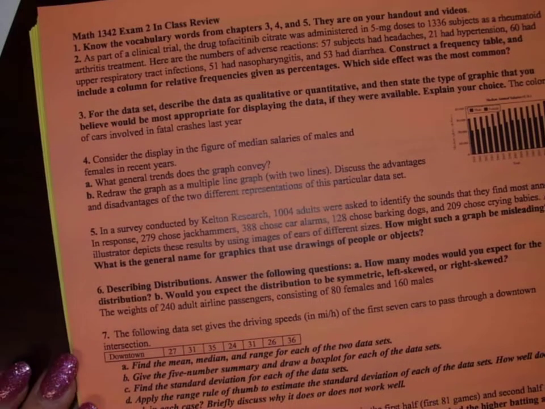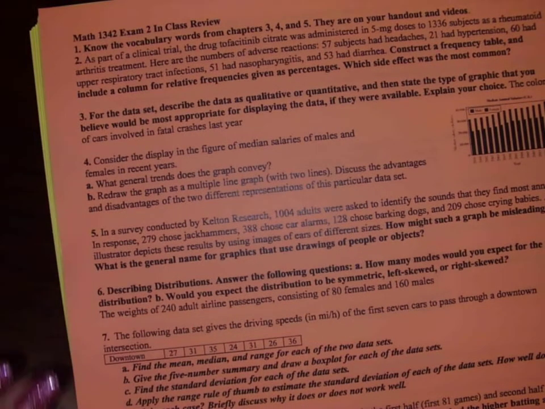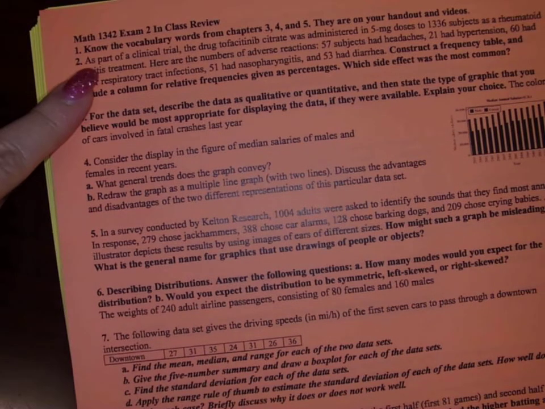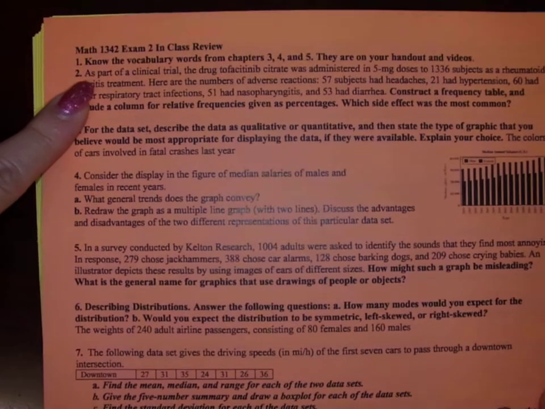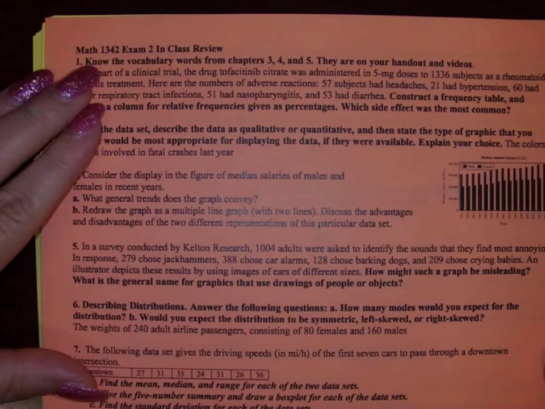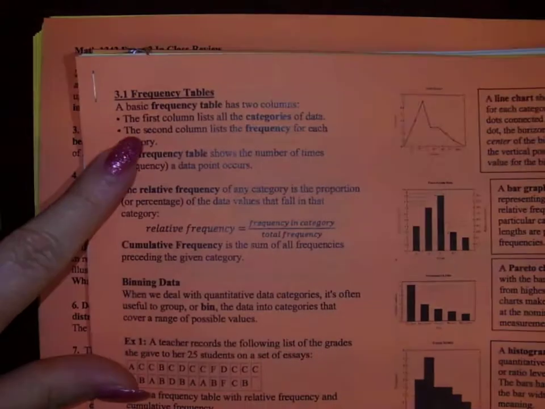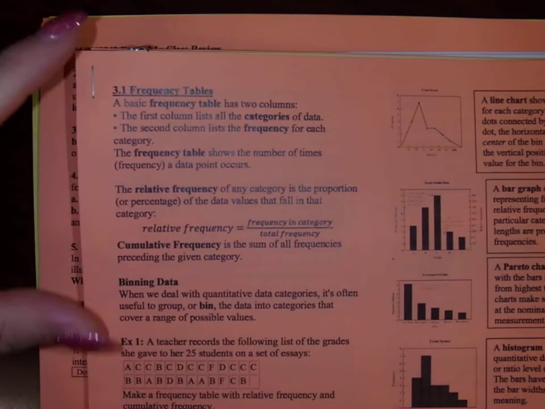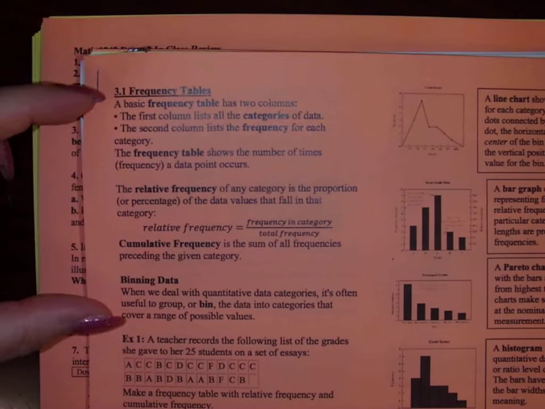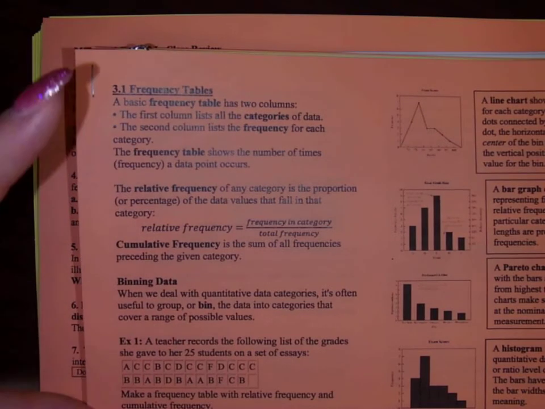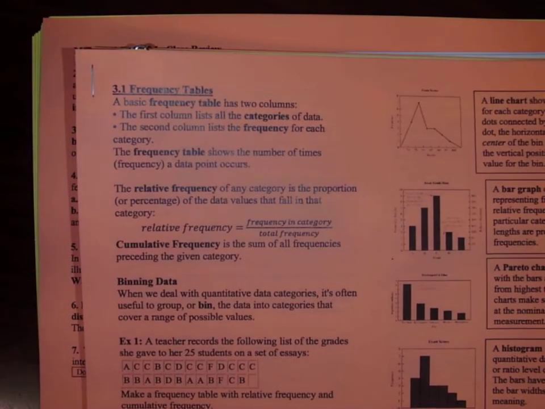Alright, so we are going to do a review for our second exam in statistics. First thing, you got to know the vocabulary words. We've talked about this before. You've got to know them from 3, 4, and 5. You're going to find those words in your handout. And most of them, again, are listed at the beginning. You've got to know what the words are and the context of them.